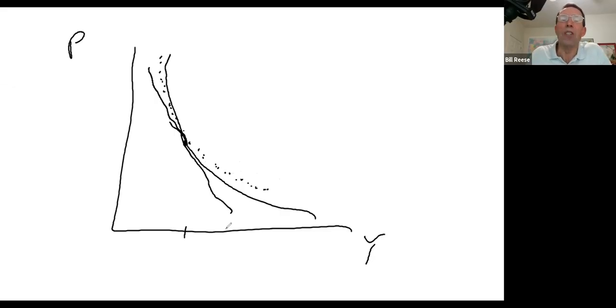So before we go through an example, let's see how we're going to calculate the convexity measure of a bond. So let's go back to the notes here.